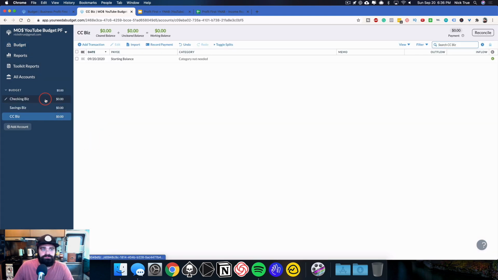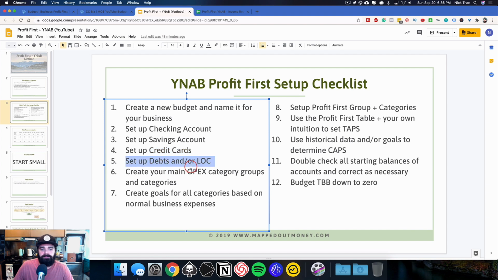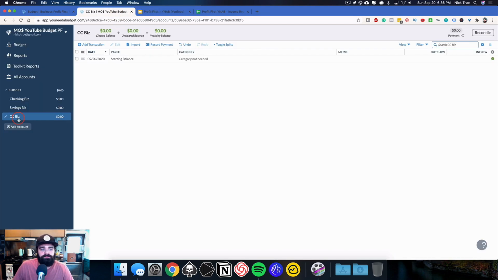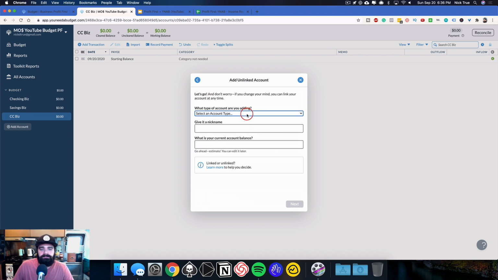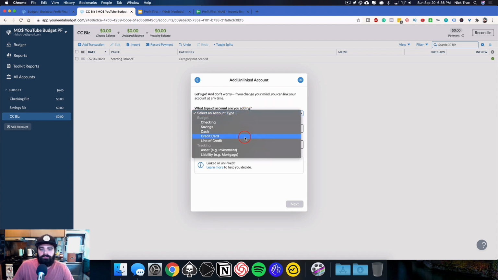So once you've got your checking, savings, and credit card accounts in here, we can move on to the fourth step, which is to set up any debts or lines of credit. So if you've taken out any debt for the business, or maybe even you invested your own personal money and you want to track how much you still owe, we're going to set that up now. The way we'll do that is by adding an account, and this time, instead of selecting credit card or even selecting line of credit, you only want to select line of credit if you're actively using this line of credit or think you may use it in the future.